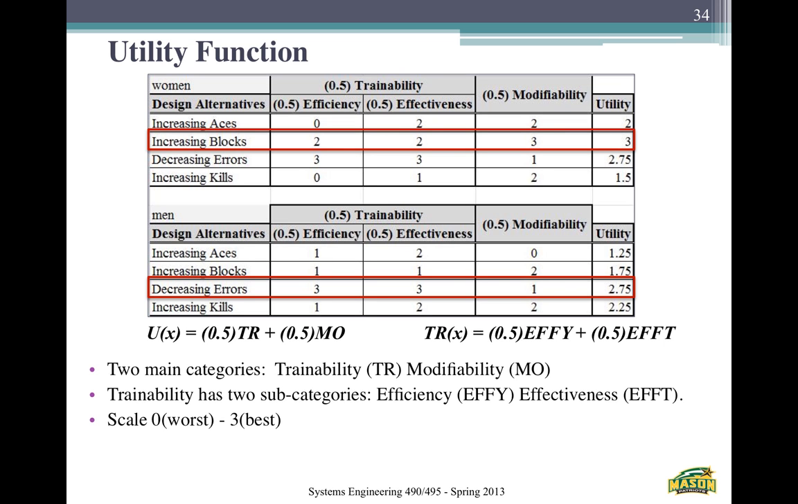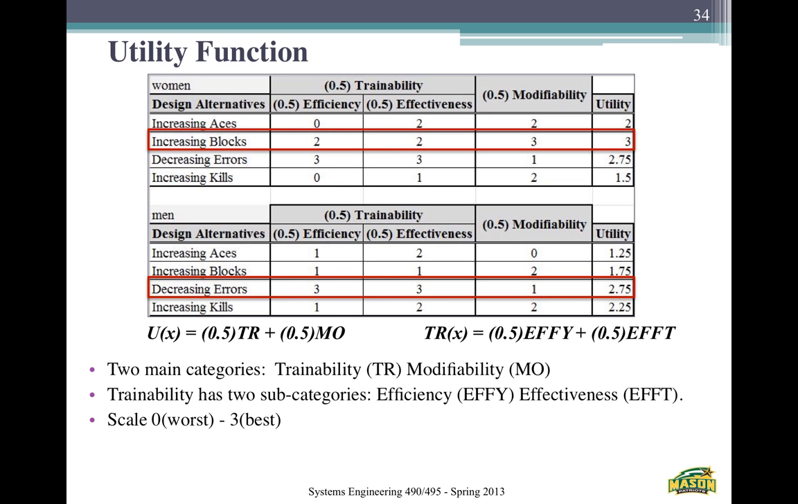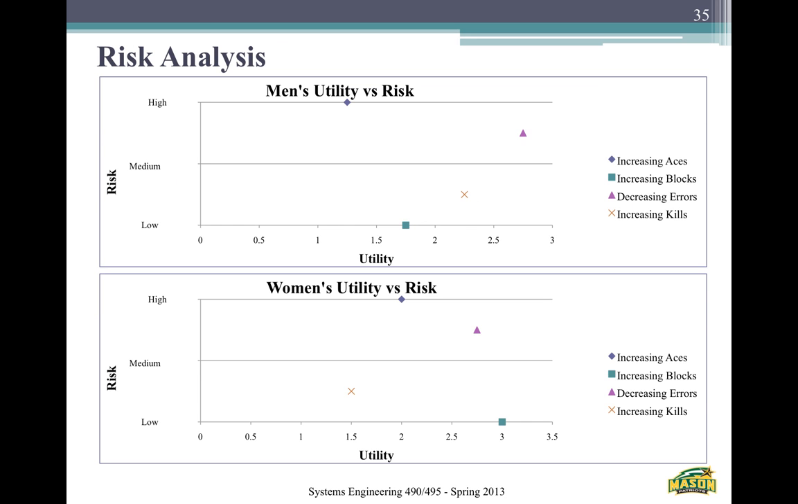and the coaches were essentially given this and asked to input how they felt about their performance on these and how efficient and effective this would be. So the men's utility, as you can see, was decreasing errors, had the most utility and a medium to high risk. The women's utility was the best at decreasing errors as well.